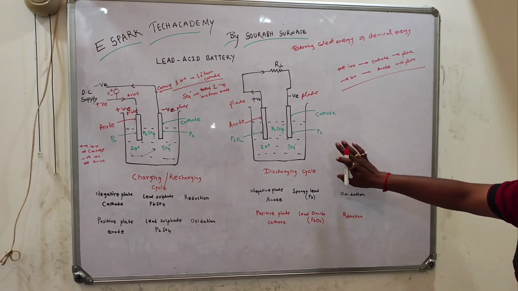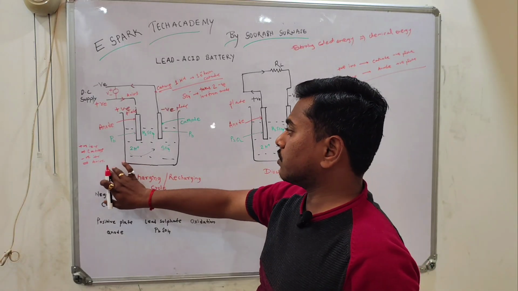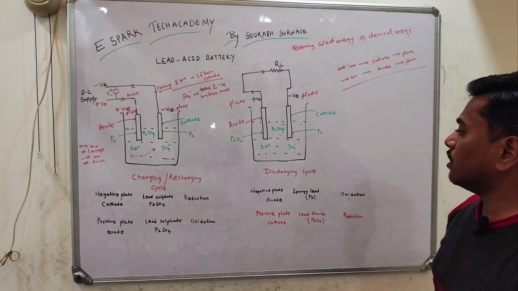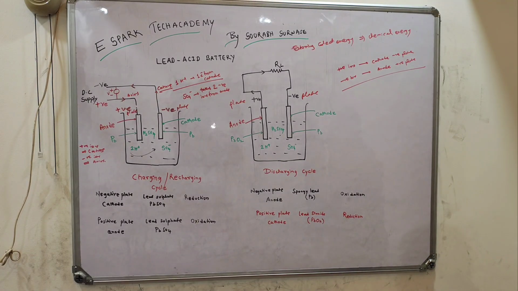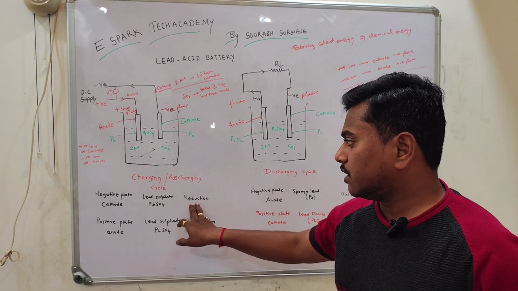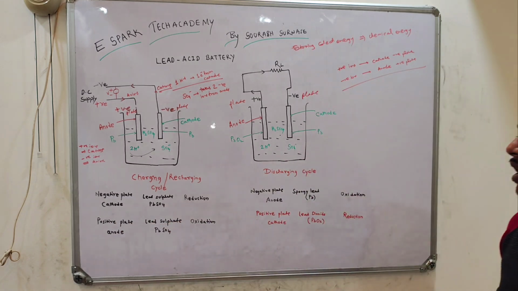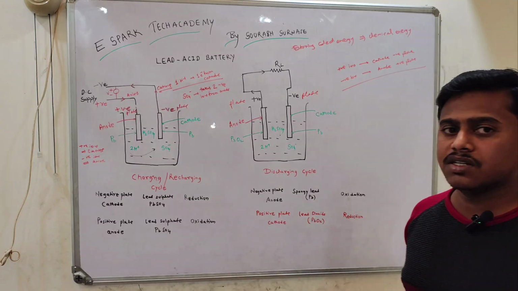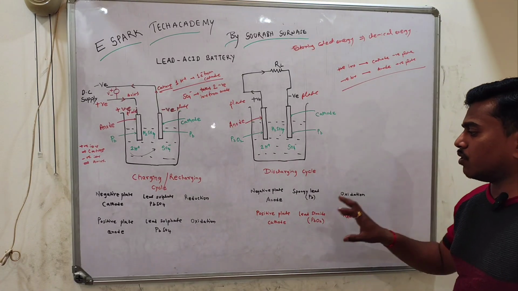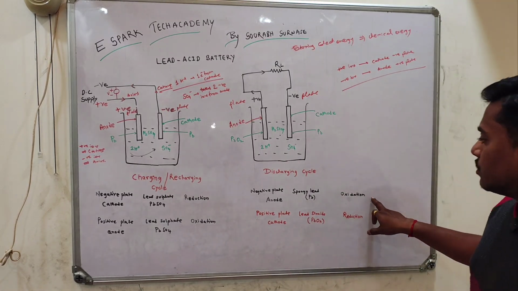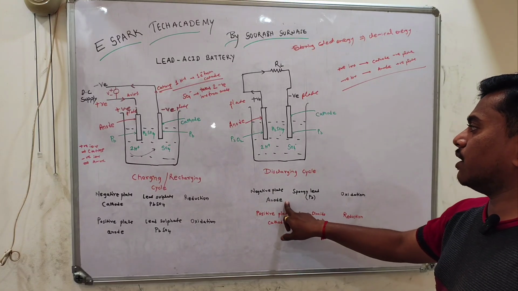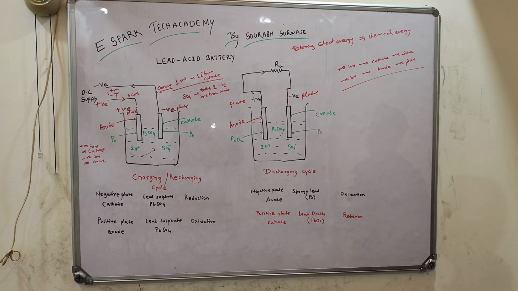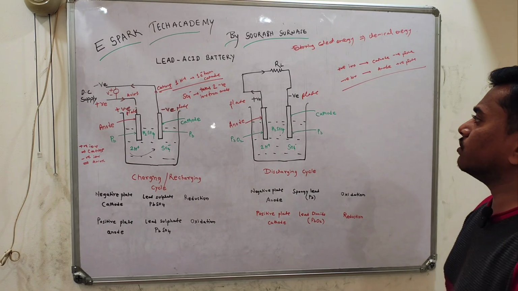In the same way as we have gone through this, the same will be here. The difference is that in this case the reduction reaction takes place at the cathode, and oxidation takes place at the anode in the charging cycle. In the discharging cycle, the oxidation reaction takes place at the anode, and at the cathode the reduction reaction takes place. Just take this into consideration.